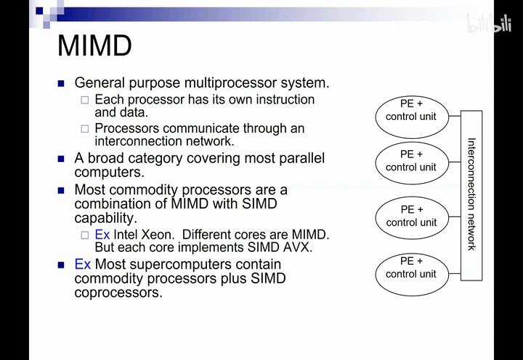Another example is a supercomputer. Okay, so these often contain general purpose processors, for example, Xeon processors, right? So those would be the MIMD component of the supercomputer. But they also have a bunch of these co-processors, for example, GPUs, right? And GPUs are basically SIMD processors. Okay, so the supercomputer also is a mixture of MIMD and SIMD.